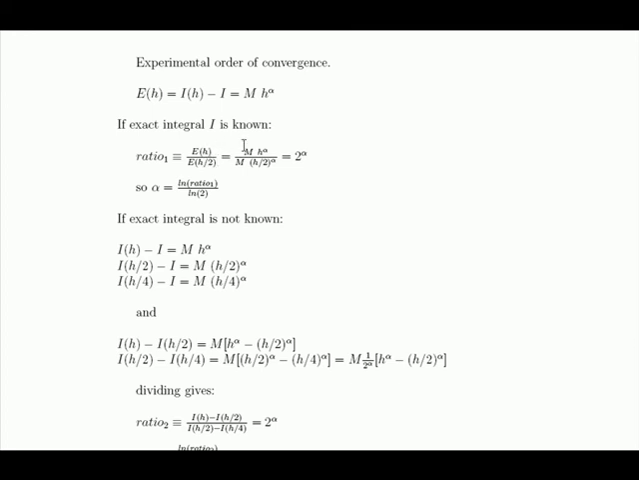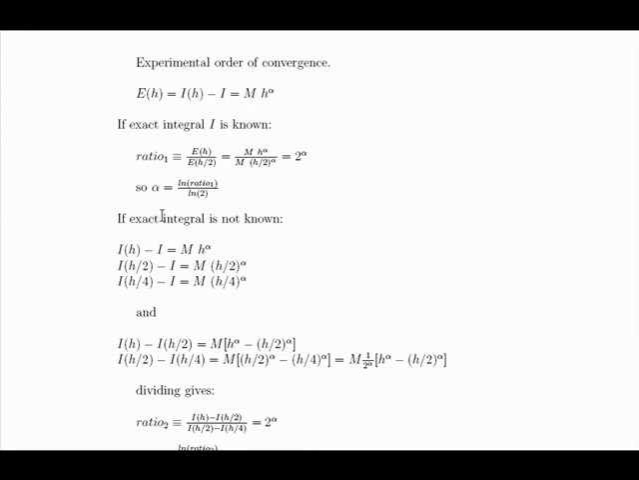Then E of h is assumed to be approximately m times h to the alpha. If you cut h to h over 2, then the error should be approximately m times h over 2 to the alpha. You simply take the ratio of those two runs. That gives you 2 to the alpha, and then you can solve for alpha. It's the log of the ratio divided by log of 2. So, for example, Simpson's rule should be order h to the 4th, so you would expect that every time you cut h by a factor of 2, the error should go down by a factor of 2 to the 4th, or 16. So once you know the ratio, you can find the order.